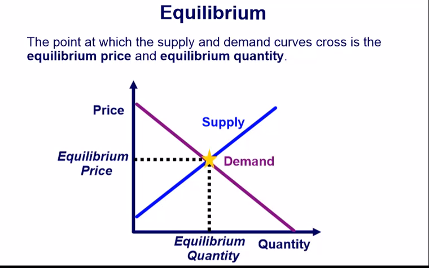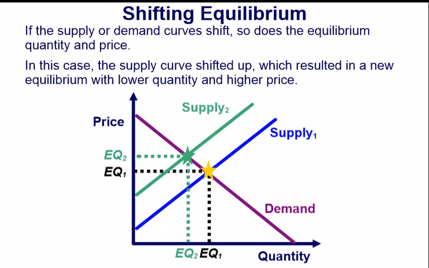Equilibrium. The point at which the supply and demand curves cross is the equilibrium price and the equilibrium quantity. Shifting equilibrium. If the supply or demand curves shift, so does the equilibrium quantity and price.